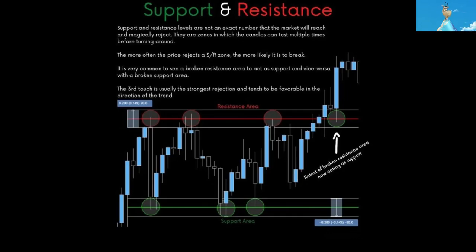Because again, I want y'all to understand that the zones where candles can test multiple times before turning around, that's what it is. It's a zone. It is not a precise number. Not pennies, it is a zone.